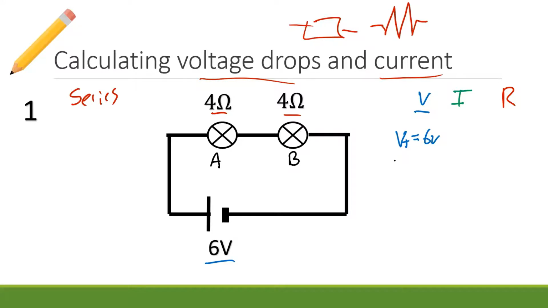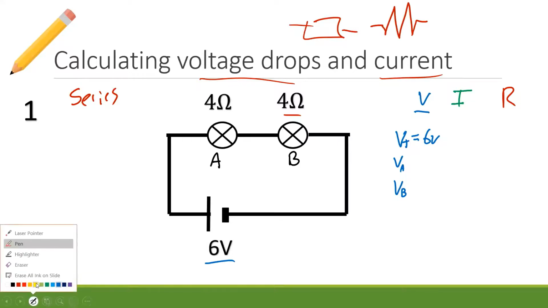Now, we don't know what VA is. We don't know what the voltage drop over this resistor is. We can maybe make a guess, but we don't know exactly what it is. We also don't know what VB is, the voltage drop over the B resistor, but we can make a guess. But let's just leave it as VA and VB. We don't know what it is.